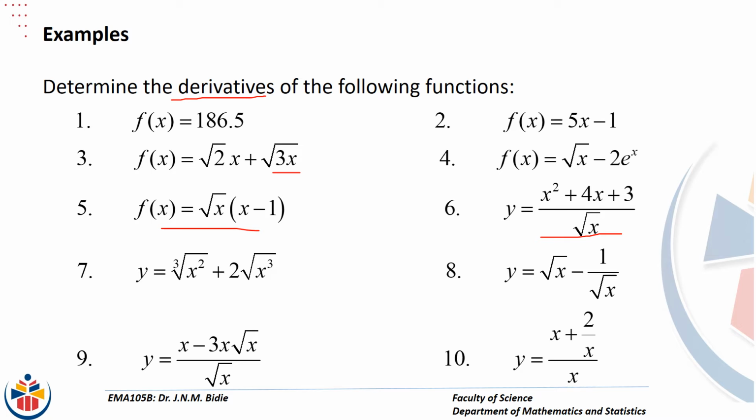Number 7, you change the cube root. I hope you still remember cube root. It means the power is 1 over 3. So it means the first term will be x to the power 2 over 3 because it was a cube root of x squared. And the second term will be 2 times x to the power 1 over 3. And then we use the rule that involves x to the power n, the derivative of x to the power n. We do the same even for number 8. I'm hoping that we'll be able to manage to do these problems. Let's move.